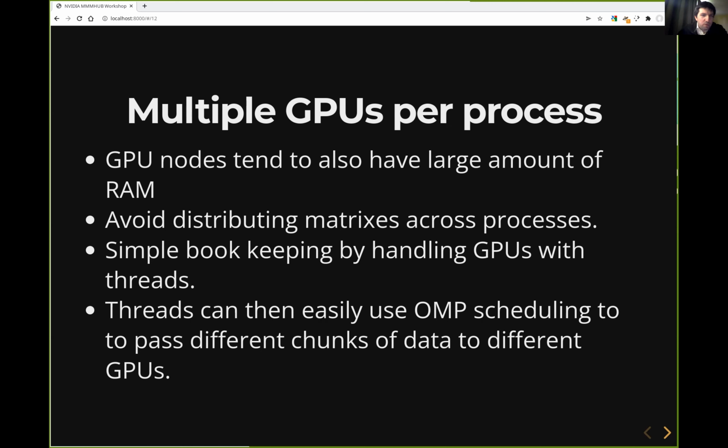Simple bookkeeping is easy with the threads; one can use OpenMP scheduling to dynamically schedule different devices working on chunks of code.